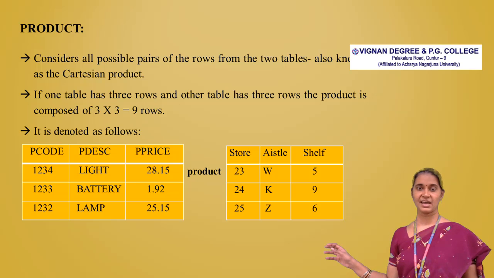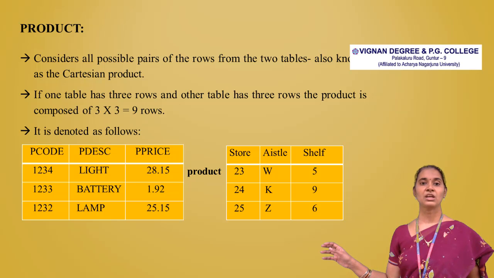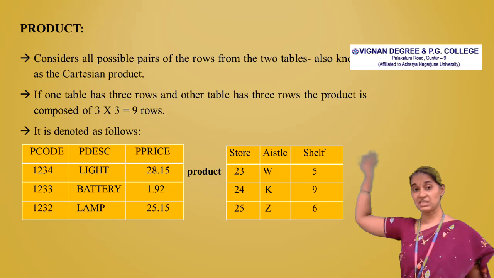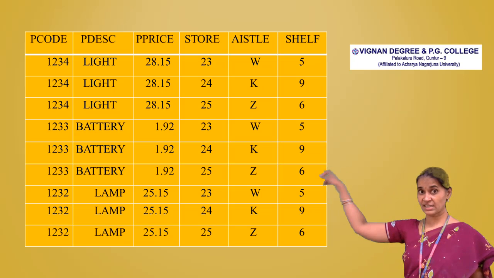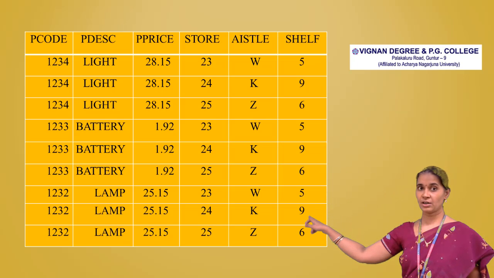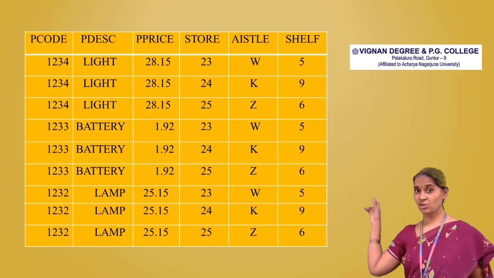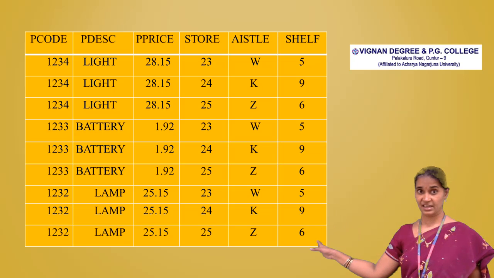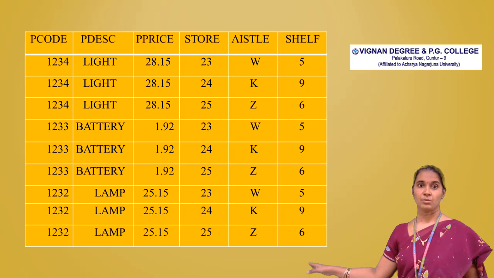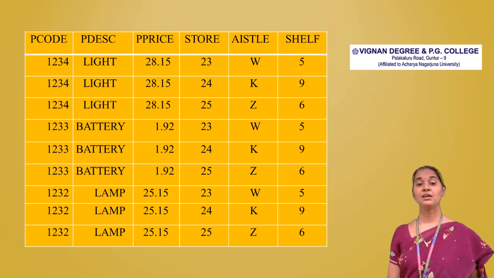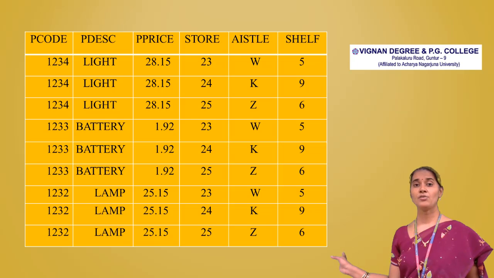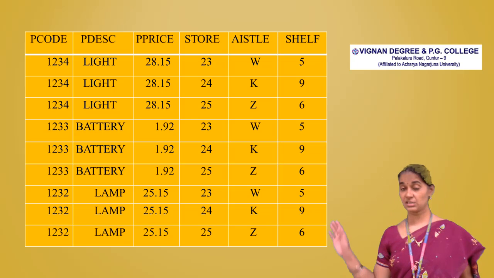How many rows will I get? I will get 3 into 3, 9 rows. This is the output which I get: 1, 2, 3, 4. If it is multiplied with 3 rows, I get 3 rows. Again 1, 2, 3, 3. Because it is multiplied with all the 3 rows of the second table, I get again 3 rows. 1, 2, 3, 2. Because it is multiplied with the third row of the second table, we get again 3 rows. So this is how I get the product. This is the most important thing to be known in the set operators.